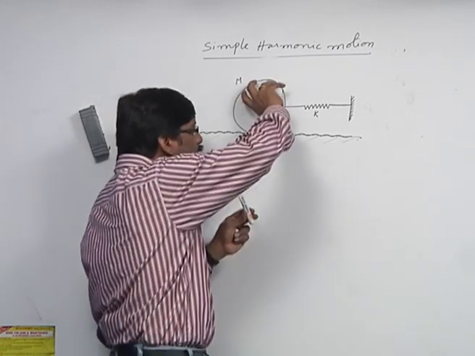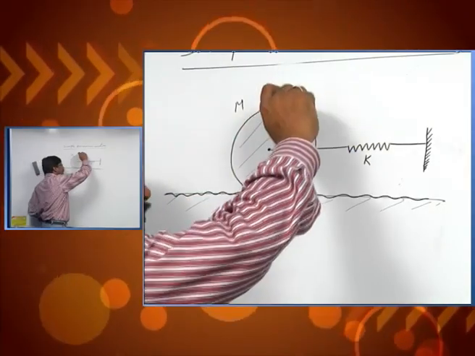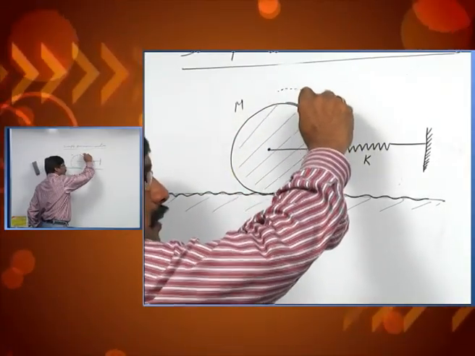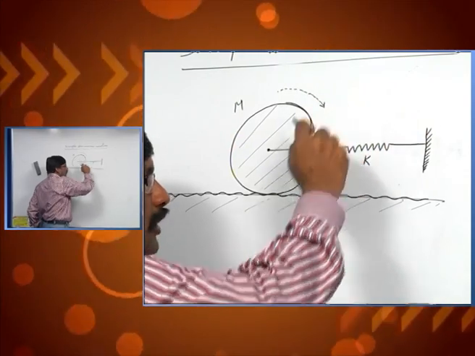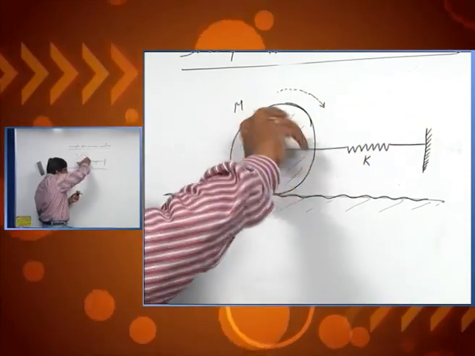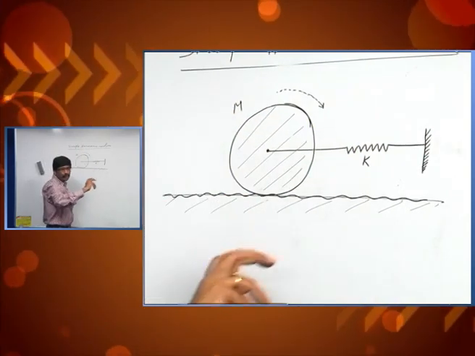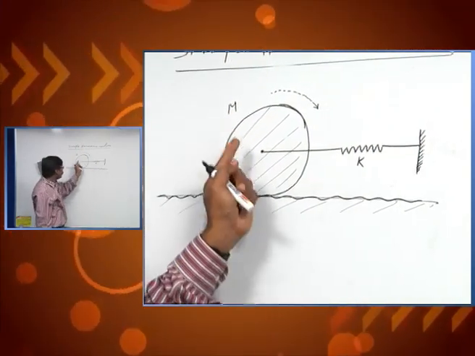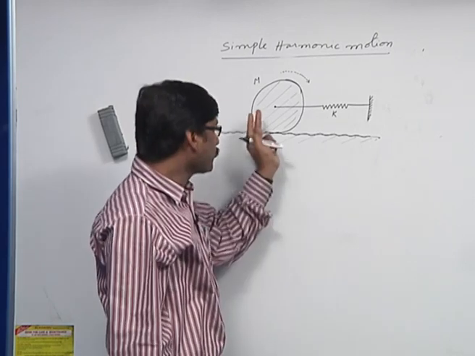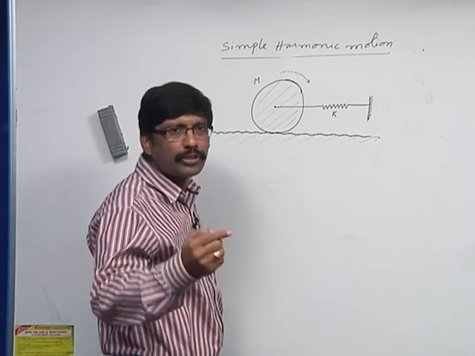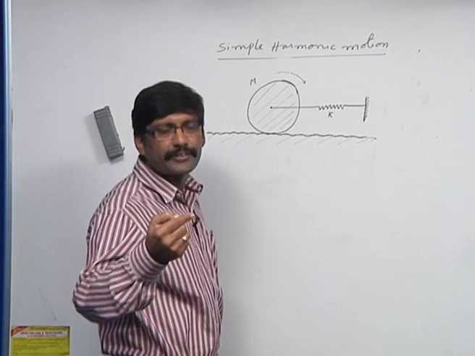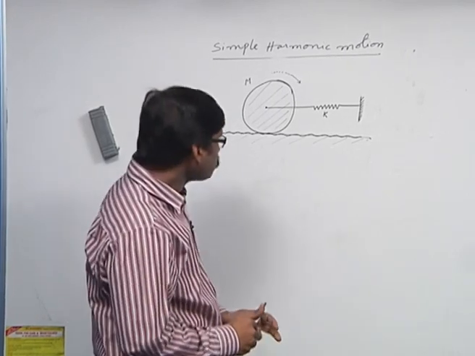Now, give a small angular displacement and leave it, then the disk executes simple harmonic motion. So, you have to find what is its angular frequency. Once you know the angular frequency, you can find out its time period or frequency.